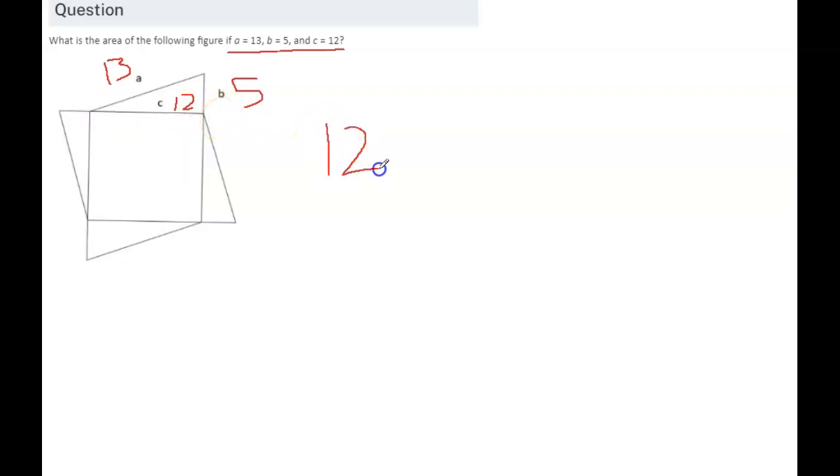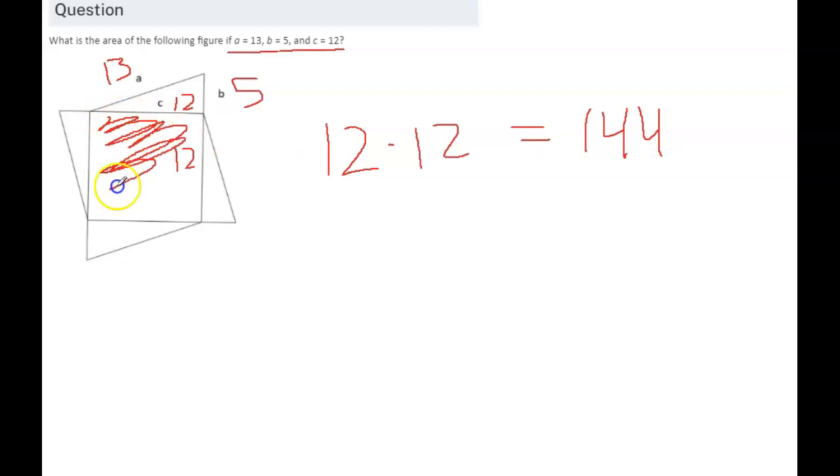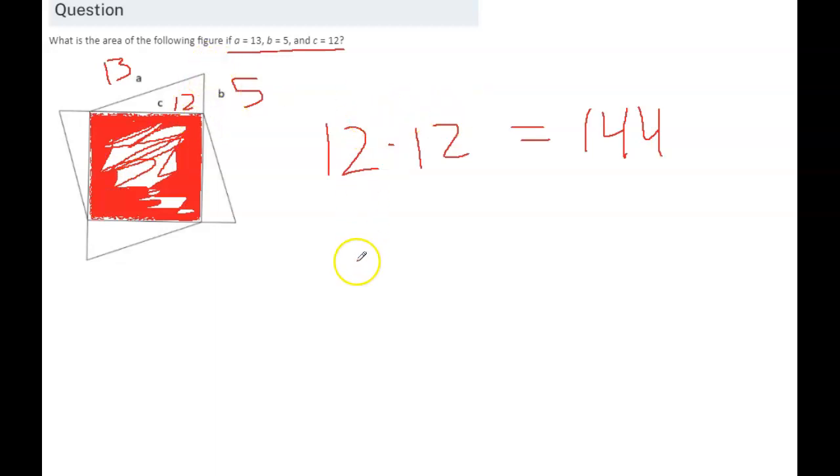And in a square, all sides are the same. So you're going to have 12 times 12, since all the sides of a square are the same length. That would equal 144 for the area of that square. Just coloring that in. We found that area so far. And then these triangles.